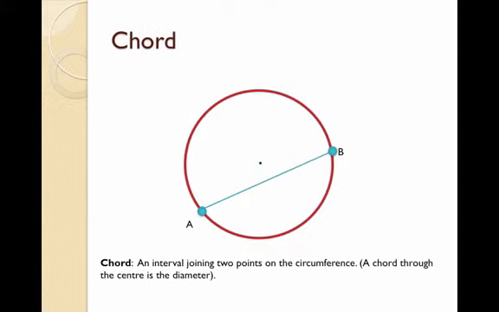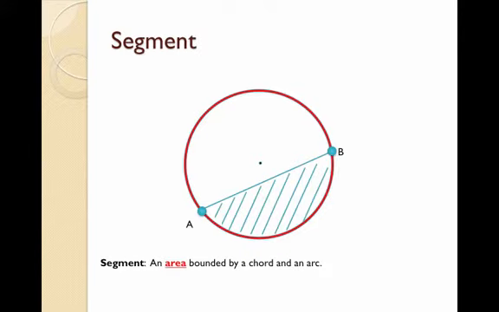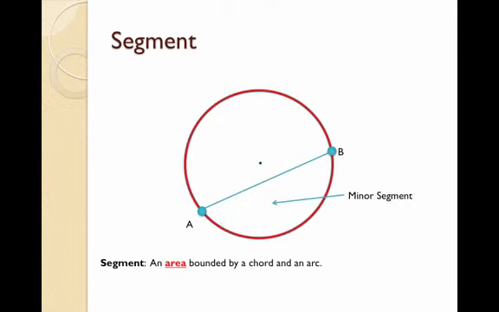A chord is an interval from one side of the circle to the other, although generally it doesn't pass through the center because that would be a diameter. The area bounded by the arc and the chord is called a segment. Again, we have minor and major segments just like sectors.